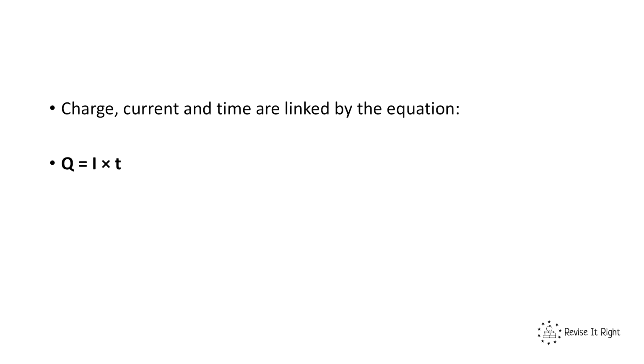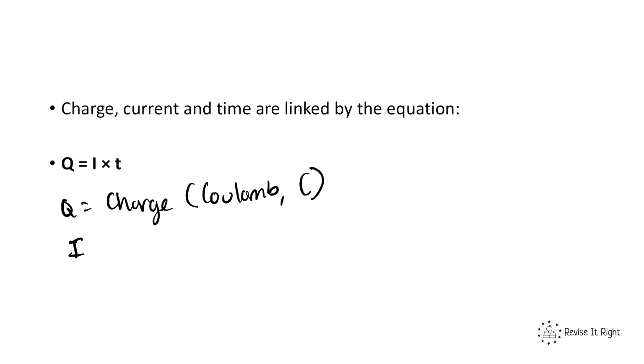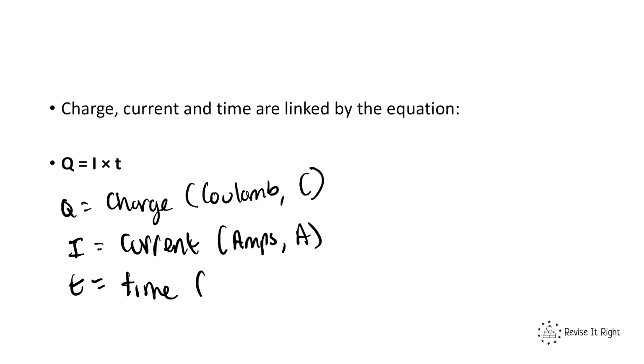Therefore, we can say that charge, current and time are linked by this equation, where Q stands for charge, and we said that the unit was the coulomb, where I is the current, and it's measured in the amp, and T is time, and its unit, as ever, is the second. Okay, so therefore charge is equal to current times time. So charge is equal to current times time, and we do need to remember this equation.